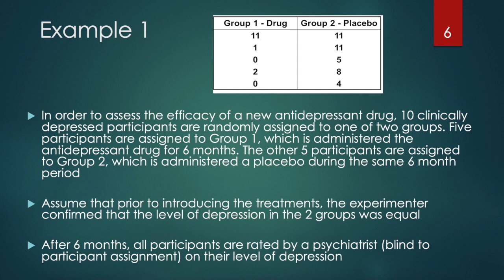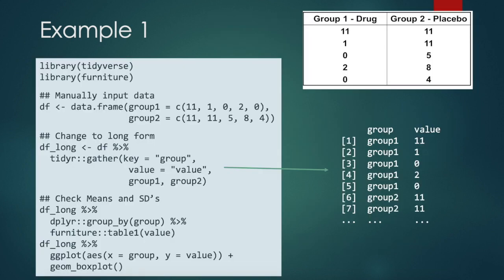In order for this to totally work, what we're going to do is assume that prior to actually running the study, the experimenter confirmed that the level of depression in the two groups was equal. So we didn't see any meaningful differences between the two groups at the start. And then after 6 months, all participants are rated by a psychiatrist blind to the participant assignment on their level of depression, and that's the scores we're seeing above, where higher is more depressed, lower is less depressed.